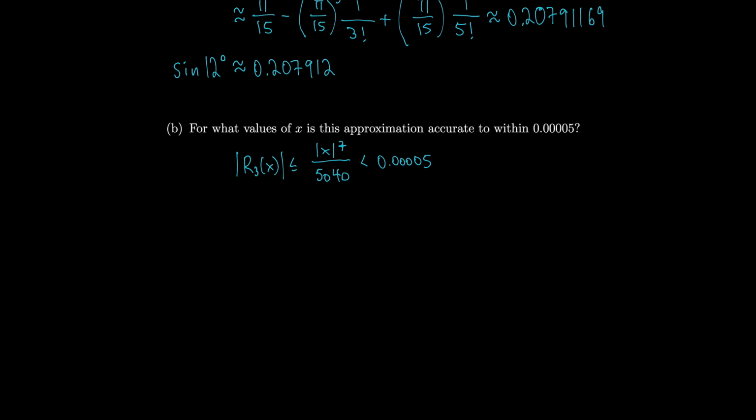So we're solving this. We see that we need this thing to be less than 0.252 when we multiply both sides by 5040. And then we solve for absolute value of x. We get that that's going to be less than 0.252 to the 1/7, which is about 0.821. So it looks like it'll be as accurate as they want when absolute value of x is less than 0.82.